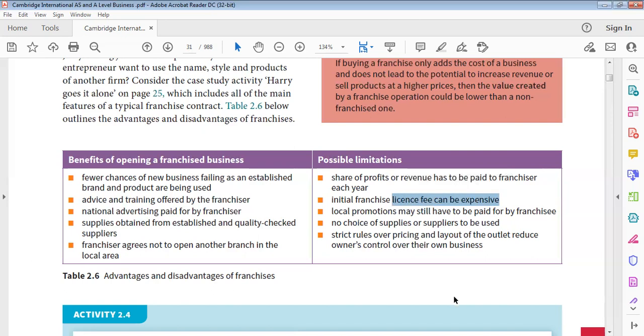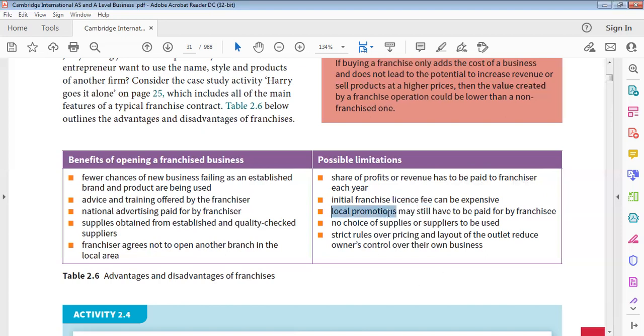And then the license fee would be expensive. Initial fee. It's like an installation cost. You know about installation cost, right? When you take a new internet service, you have to pay an installation cost, but that is only for the first time. It's not monthly. So when you start your franchise business, in the first month you have to pay a large license fee. So that's a problem.